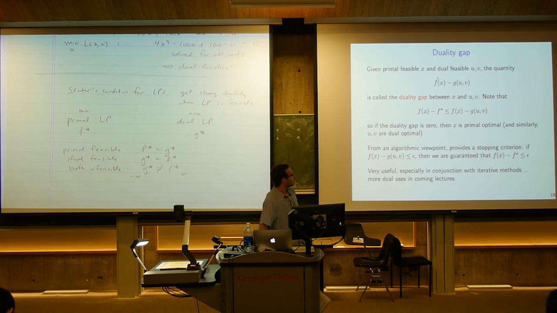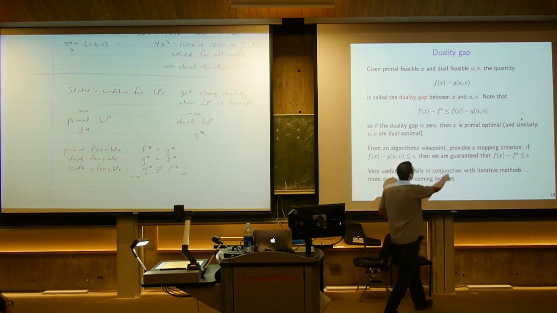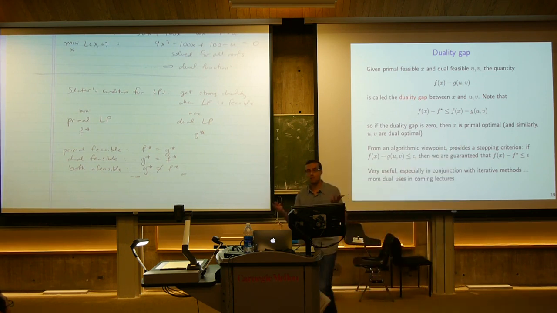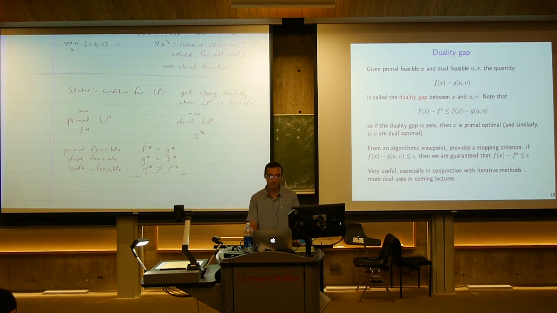And why is that useful? It's because the duality gap always upper bounds, say, the suboptimality gap that you're looking at the primal iterate x. Okay, f of x minus f star is always less than or equal to f of x minus g of u, v. Why? It's just because this guy is a lower bound on f star. So when you take the negatives, the inequality flips. That's it.